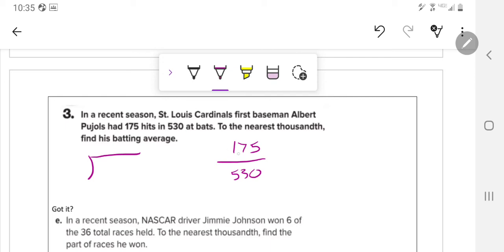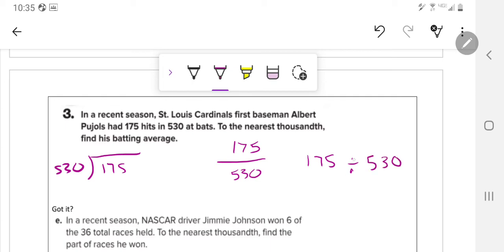So anyway, it's just the decimal form of how many hits they have out of the total at-bats. So if we were to do that, we could do 175 and 530 out here. Now that would be a just terrible problem to have to do. So it does ask you to use a calculator, and in that case you would write this 175. You type that in, then you'd hit the division symbol, 530.